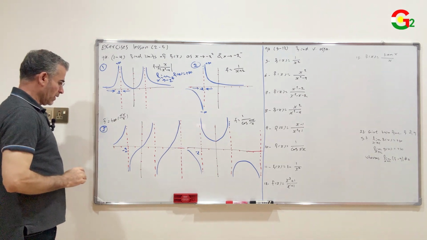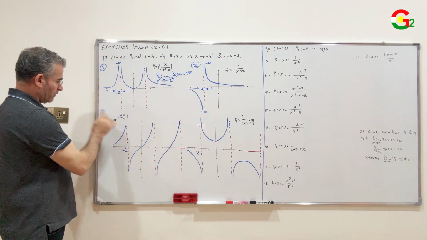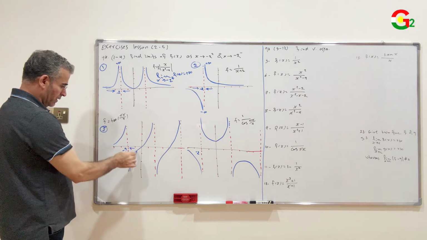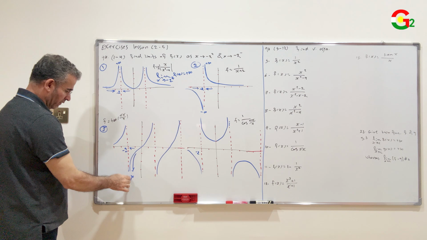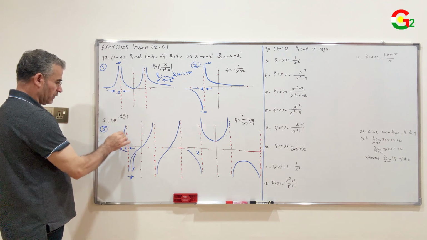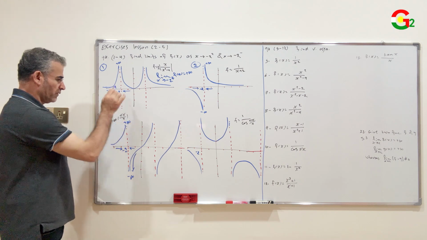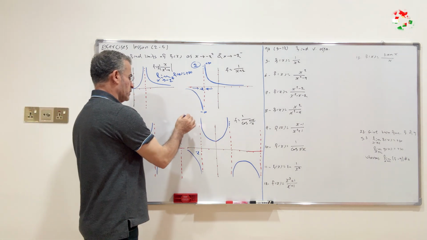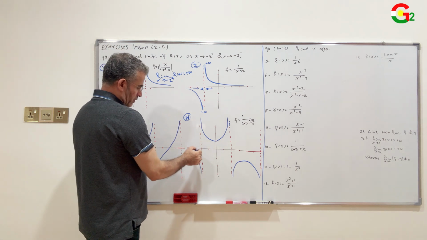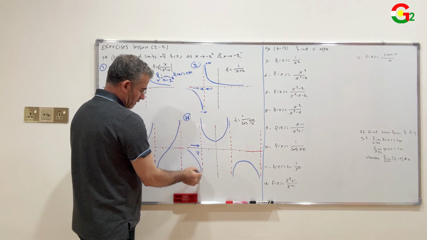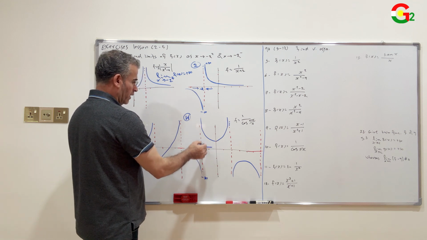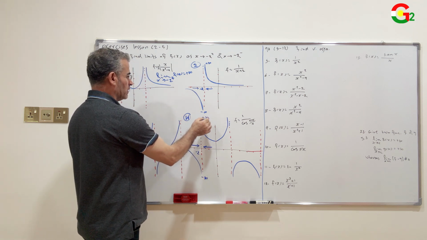Question number 3. Use this graph to find the limit. When x approaches negative 2 from right, the function goes to negative infinity, and when x approaches negative 2 from left, the function goes to positive infinity. Question number 4, or graph number 4. When x approaches negative 2 from left, the function goes to negative infinity, and when x approaches negative 2 from right, the function goes to positive infinity.